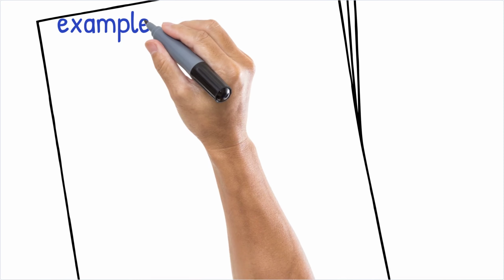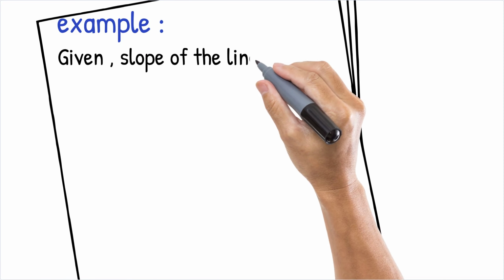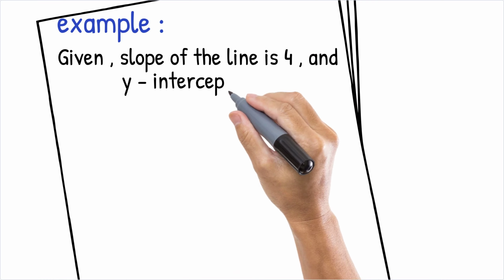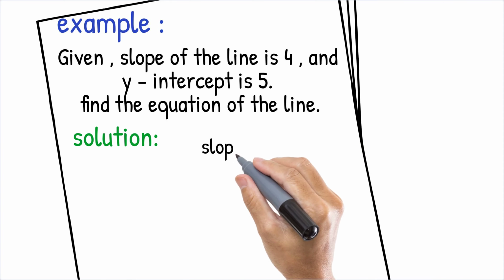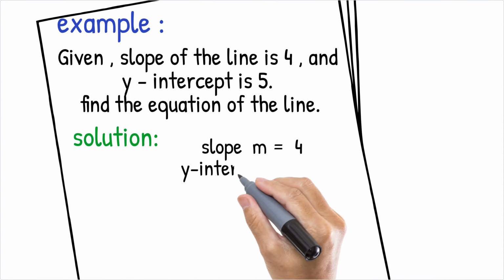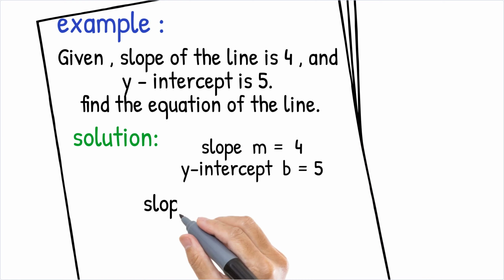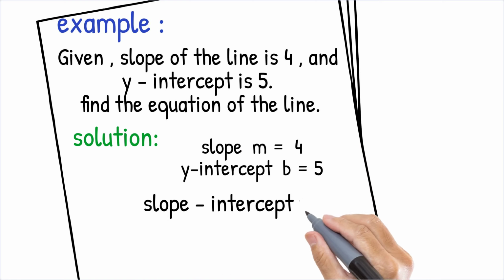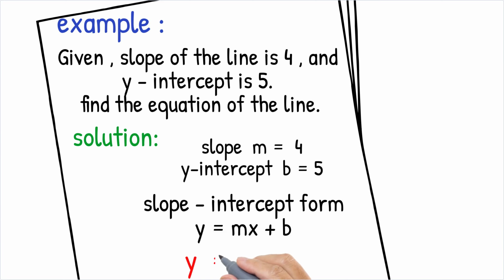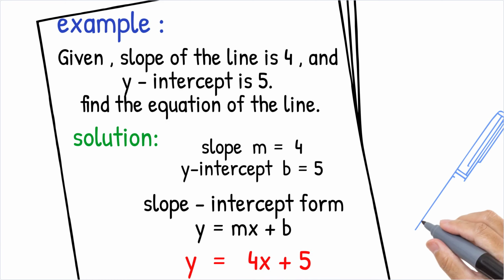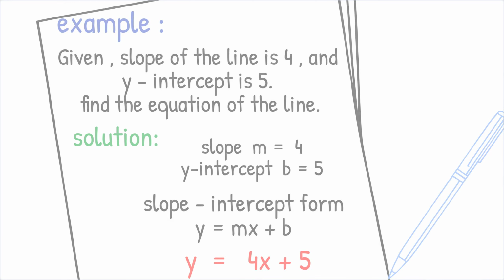Example, given slope of the line is 4 and y-intercept is 5, find the equation of the line. Solution, given slope is 4 and y-intercept is 5. Use the slope-intercept form of the equation, y equals m x plus b. Now substitute slope m equals 4 and y-intercept b equals 5 in the equation. That will be y equals 4 x plus 5.